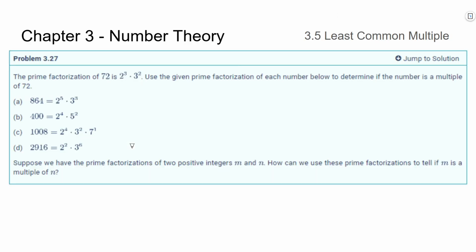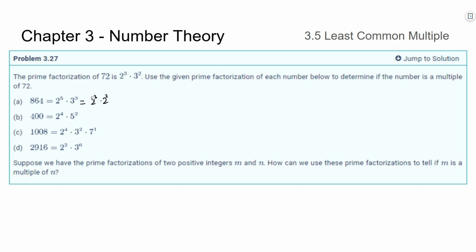The prime factorization of 72 is 2 cubed times 3 squared. So using the given prime factorization of each of the numbers below, determine if the number is a multiple of 72. Just like we knew from 18, if we see 2 cubed times 3 squared within this number, we can say that it is a multiple of 72. So we have 2 to the 5th here, and 72 needs 2 cubed. So let's pull out a 2 cubed. So 2 cubed times, well, we need to get back to 2 to the 5th, so we need 2 more.